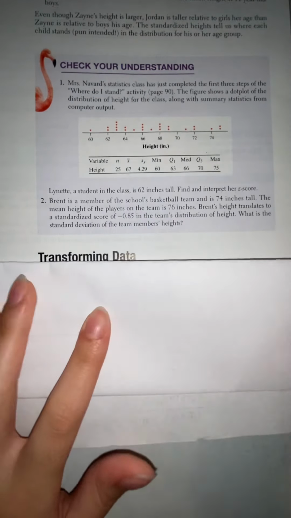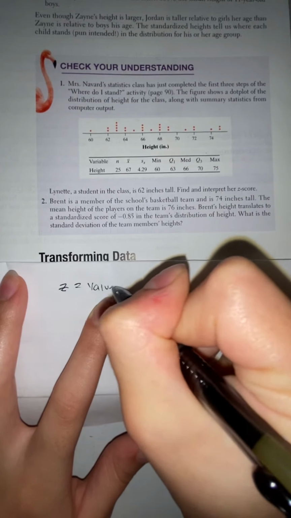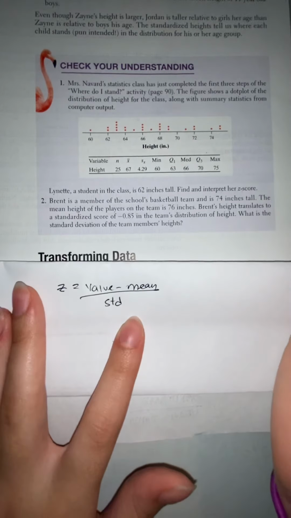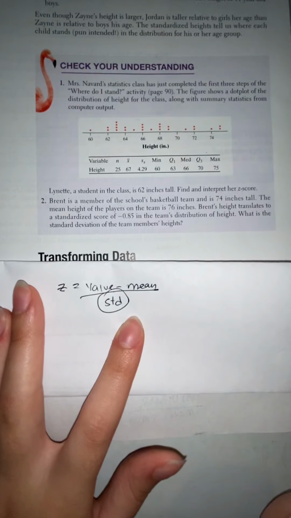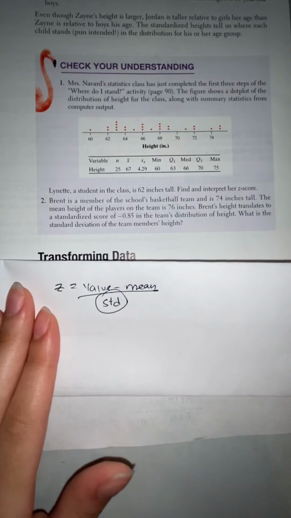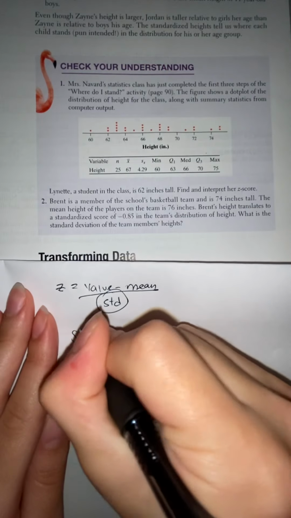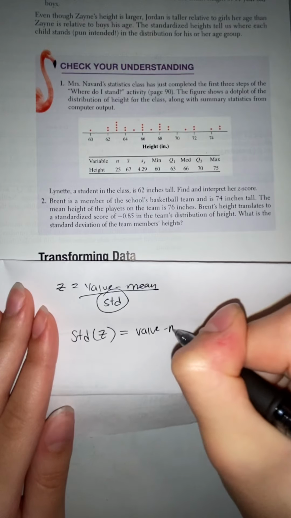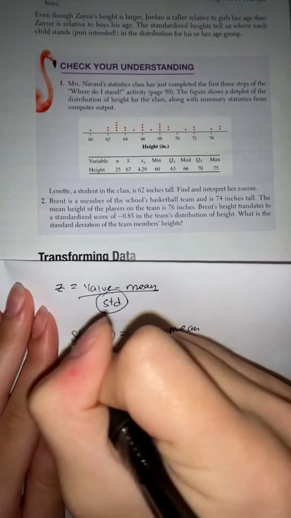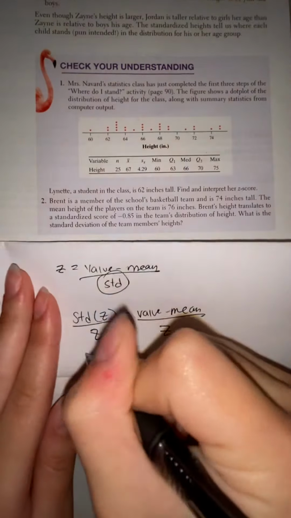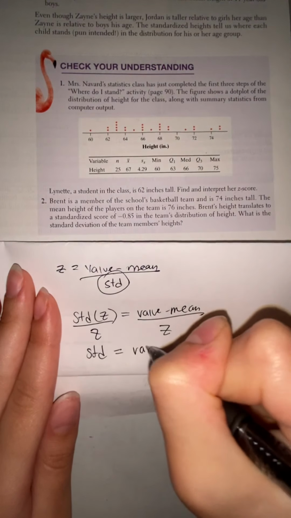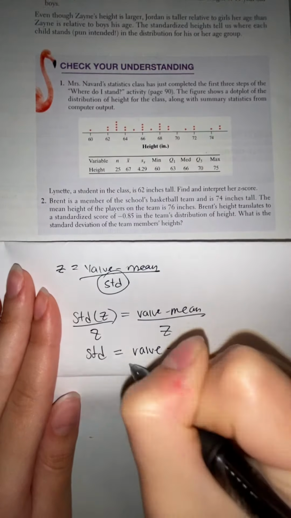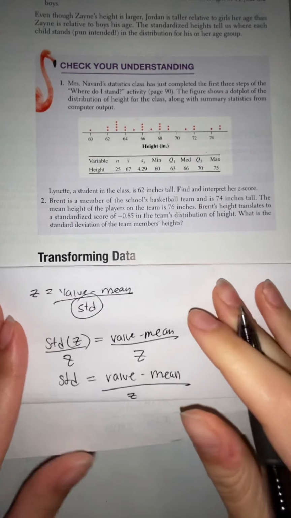So we need to find, if we go back and look at our equation, z is equal to the value minus the mean over the standard deviation. I'm just going to abbreviate it as STD, and we need to figure out the STD. Using some basic arithmetic, we can solve for STD. STD times z-score is equal to value minus the mean. We want to get standard deviation by itself, so we divide by the z-score. So our standard deviation is equal to the value minus the mean divided by the z-score. Lucky for us, we have that data right here.